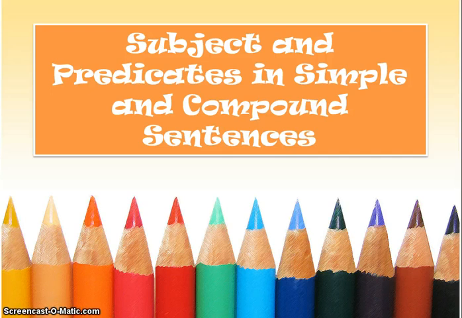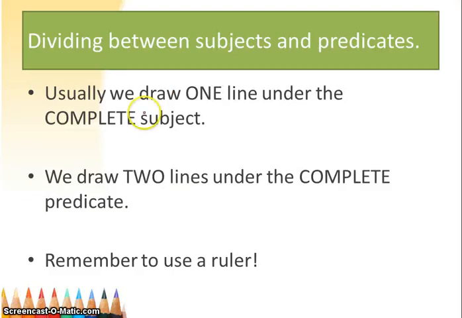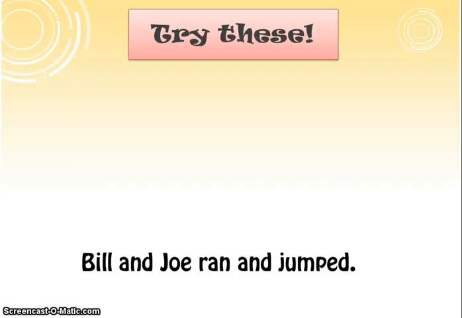Let's go to subject and predicate in simple and complete sentences, and this is just really review for us. Remember now that we're going to draw one line under the complete subject and two lines under the complete predicate. And boys and girls, you are using your rulers. I don't have a ruler or a line icon to use, so I have to draw freehand, but you don't in your books. Let's try these.